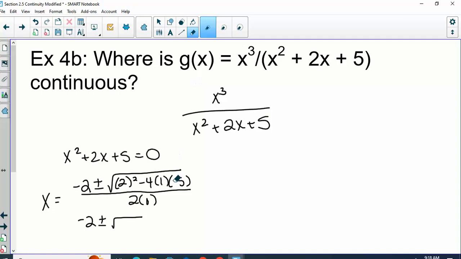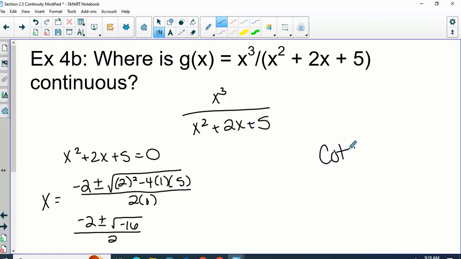So when I do that, I get a negative under my radical. What does that tell me? What kind of number is it if you have a negative under the radical? Imaginary. Do I have to worry about imaginary? No, when I'm graphing that, I don't graph the imaginary numbers. So that means the only thing that makes this equal 0 is an imaginary number. So it's continuous everywhere.